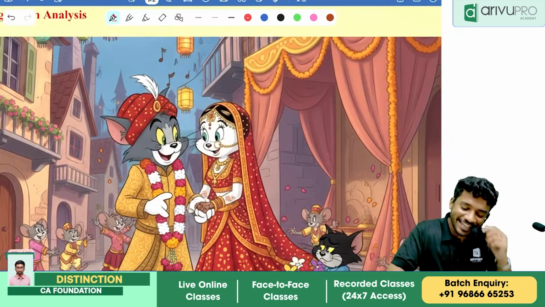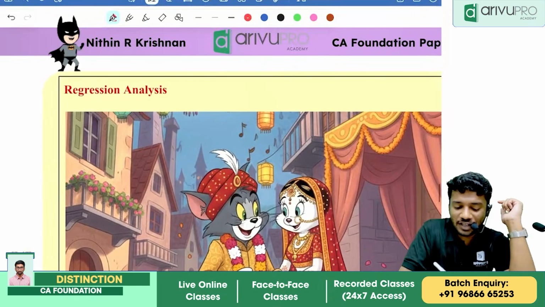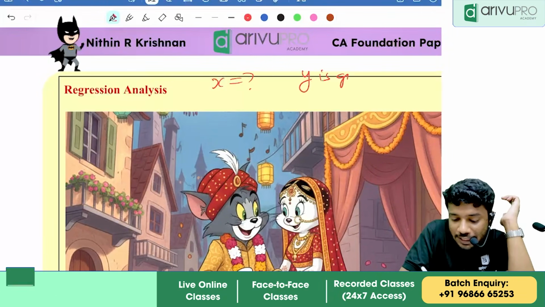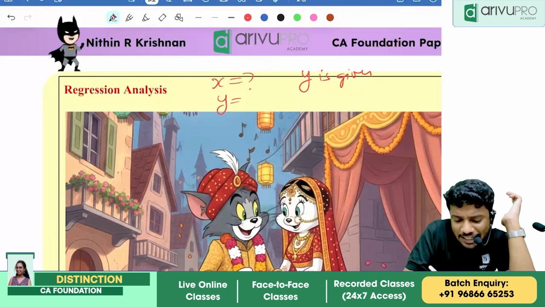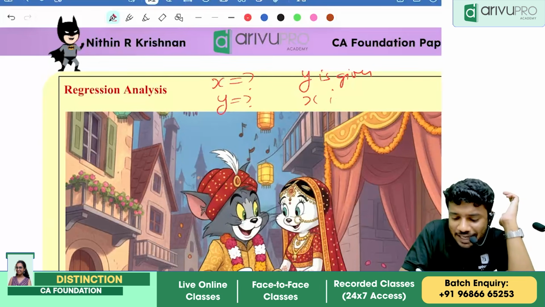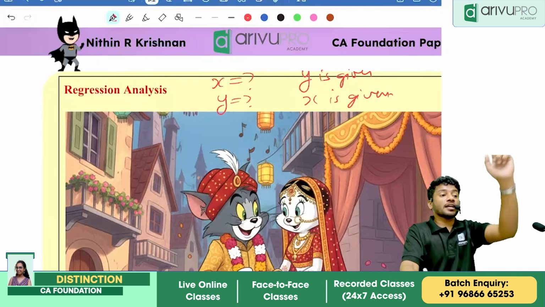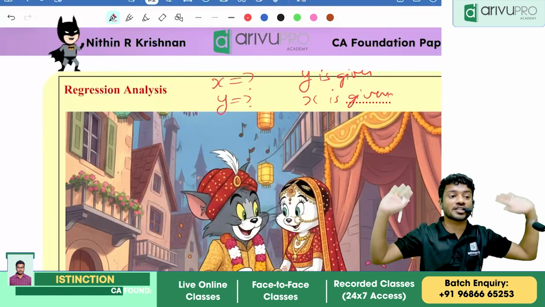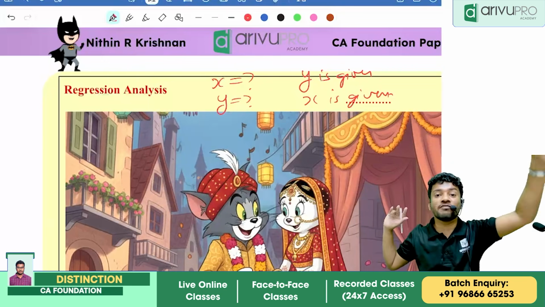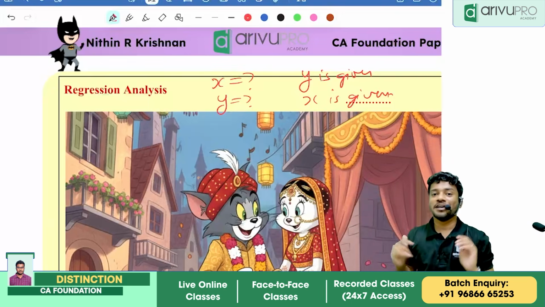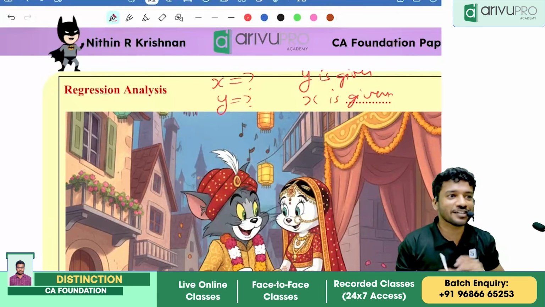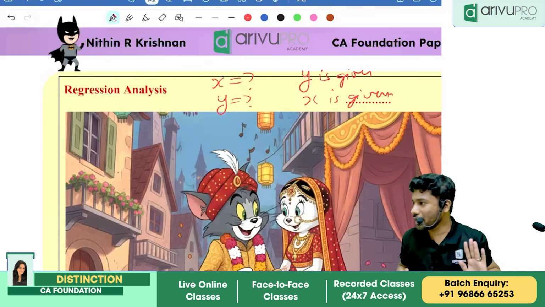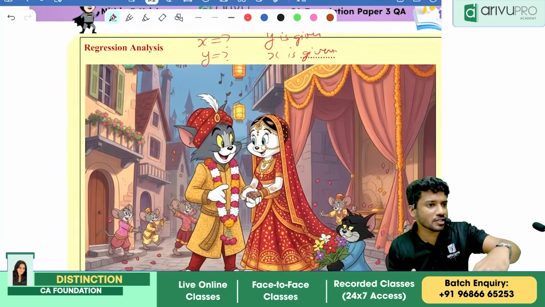Now, in regression, we are finding the value of x when y is given, or we are finding the value of y when x is given. Make a note of it. Very, very important. That is the whole concept of regression. We are finding one variable when the other variable is given. We will talk about that in 1 minute. Can we start?